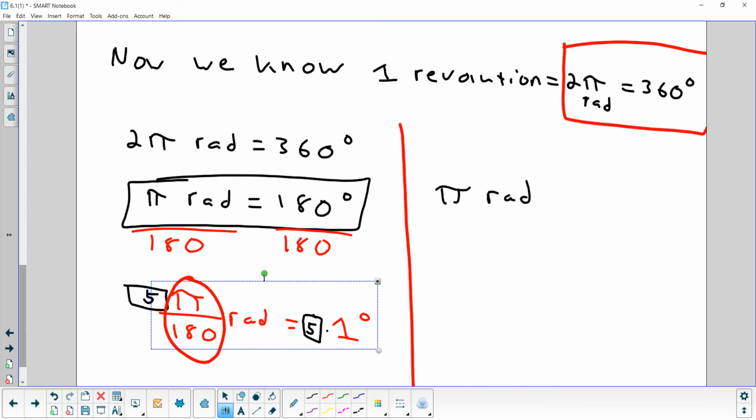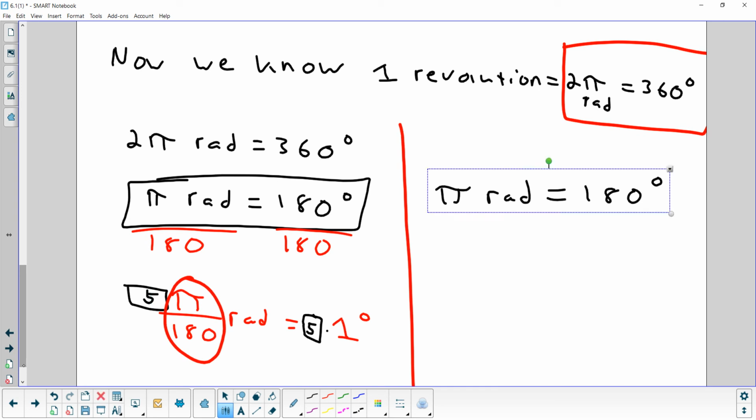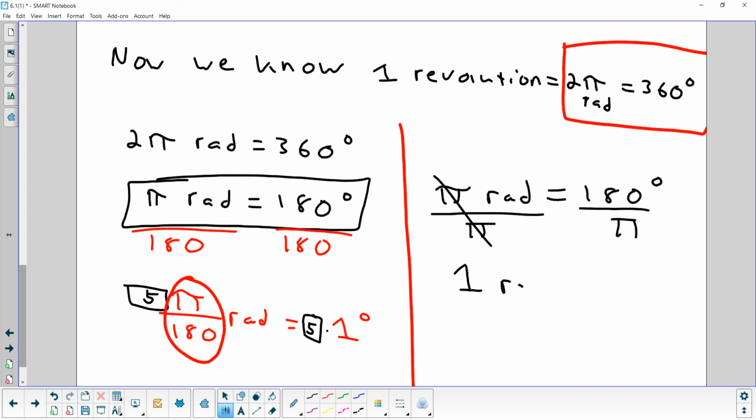Pi radians equals 180 degrees. And now let's get a 1 on the left side. What could I do on both sides of this equation to get a 1 on the left? Yeah. Divide by pi on both sides. Divide by pi. And again, we're going to look for a pattern that kind of comes up here. Okay, pi divided by pi is 1.